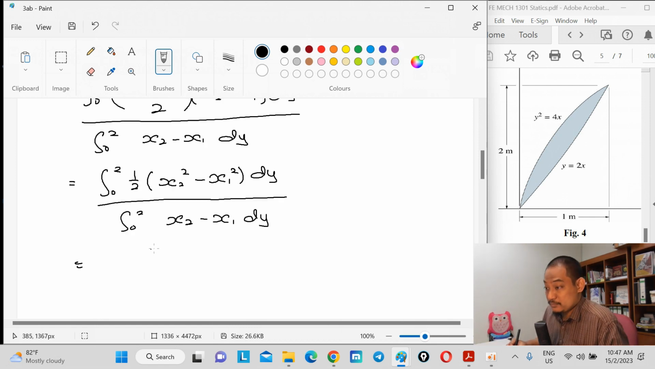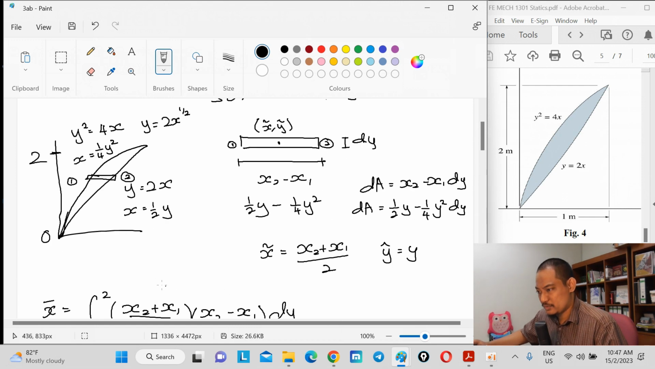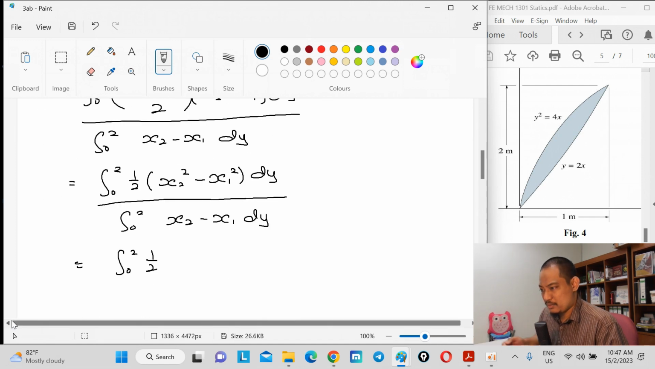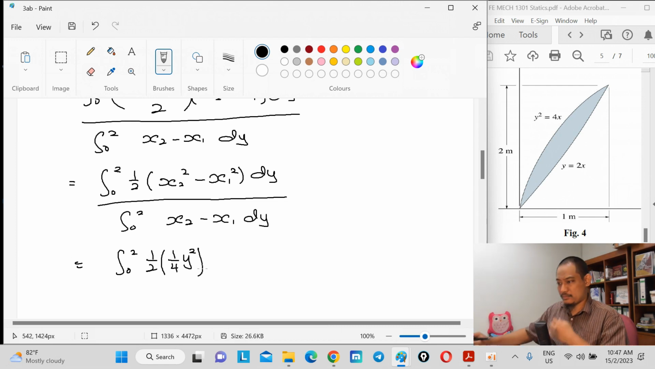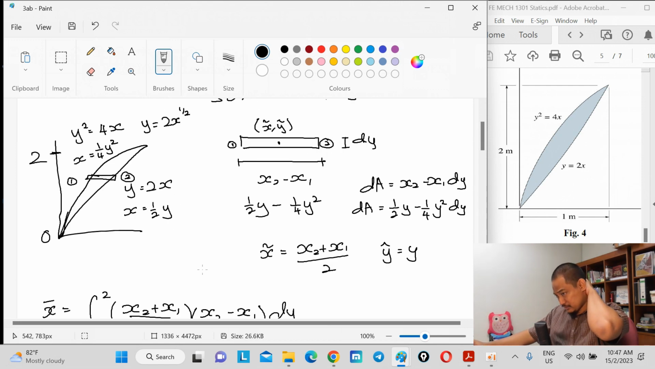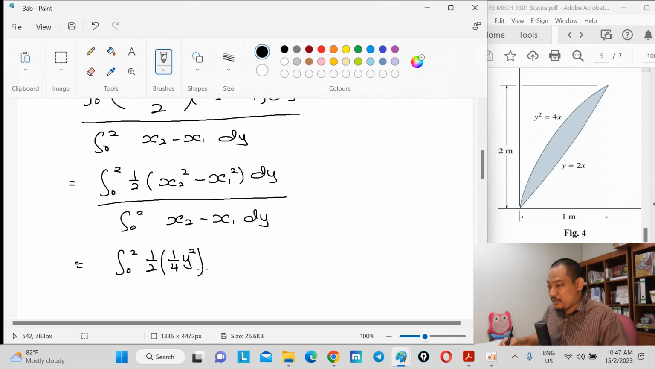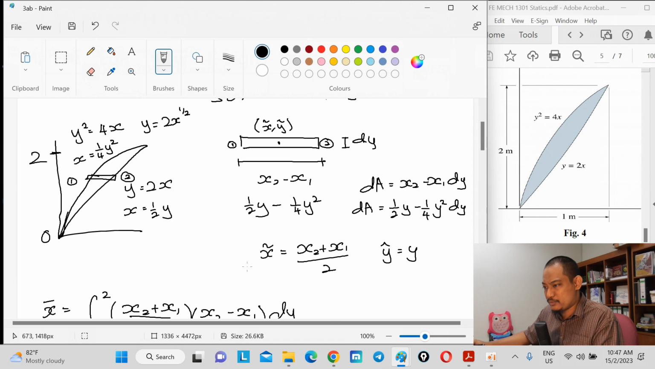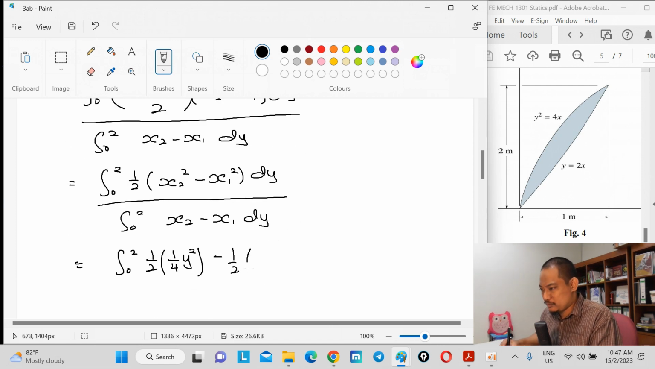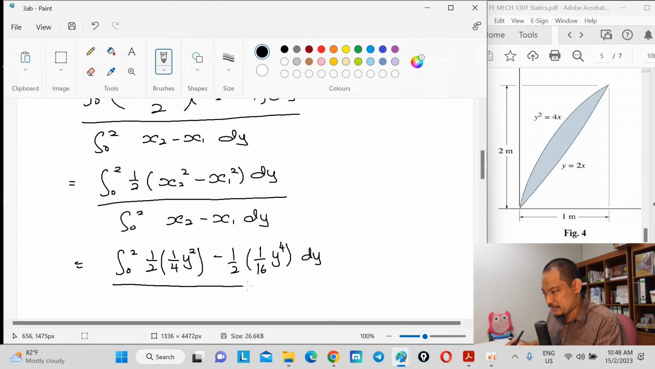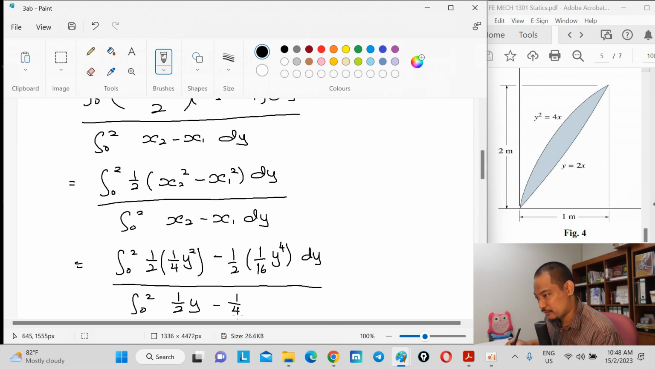So integrate the half. Okay, x2 is which one? This one, right? So 1 over 2y, but because of the square there, 1 over 4 y squared. Minus 1 over 2 x1 squared, where x1 is 1 over 4 y squared, so 1 over 16 y to the power of 4, dy. Divided by the integration from 0 to 2 of 1 over 2y minus 1 over 4 y squared dy.